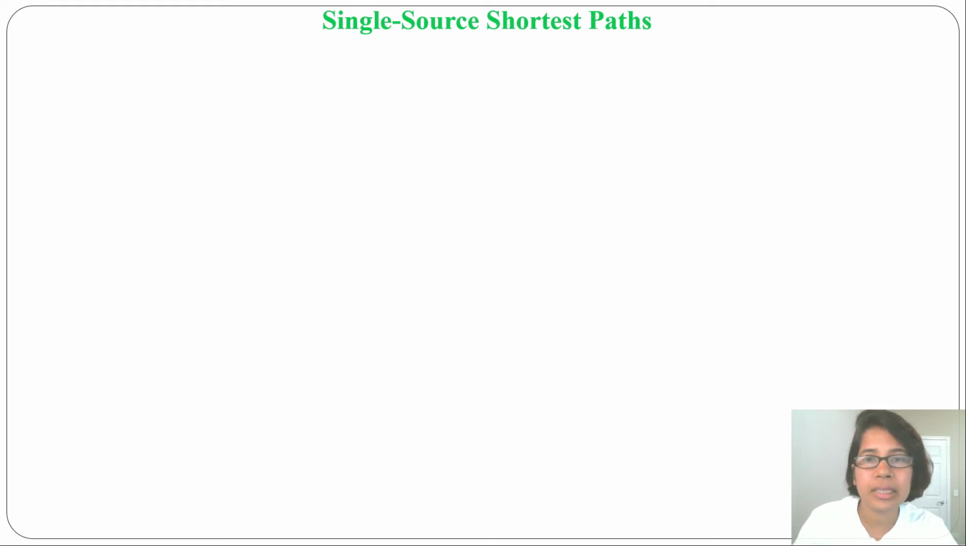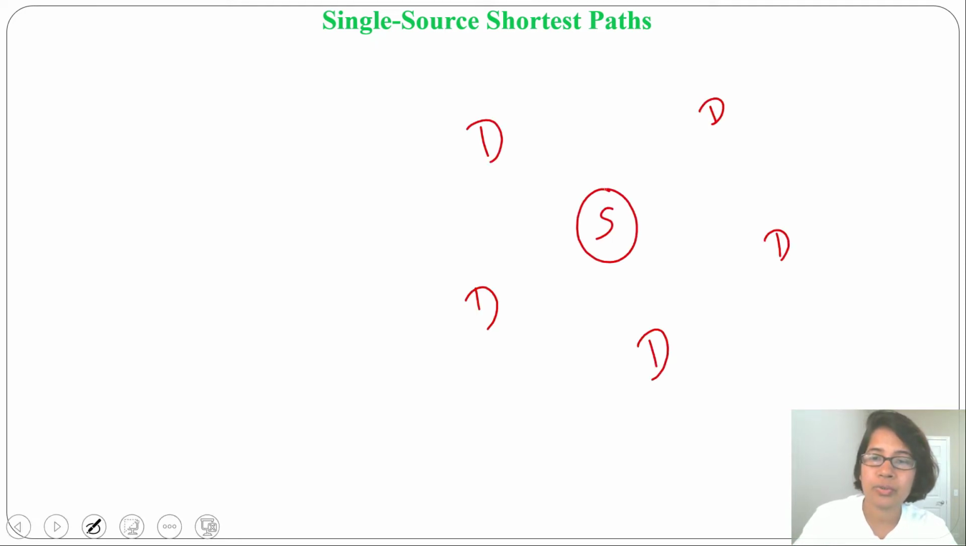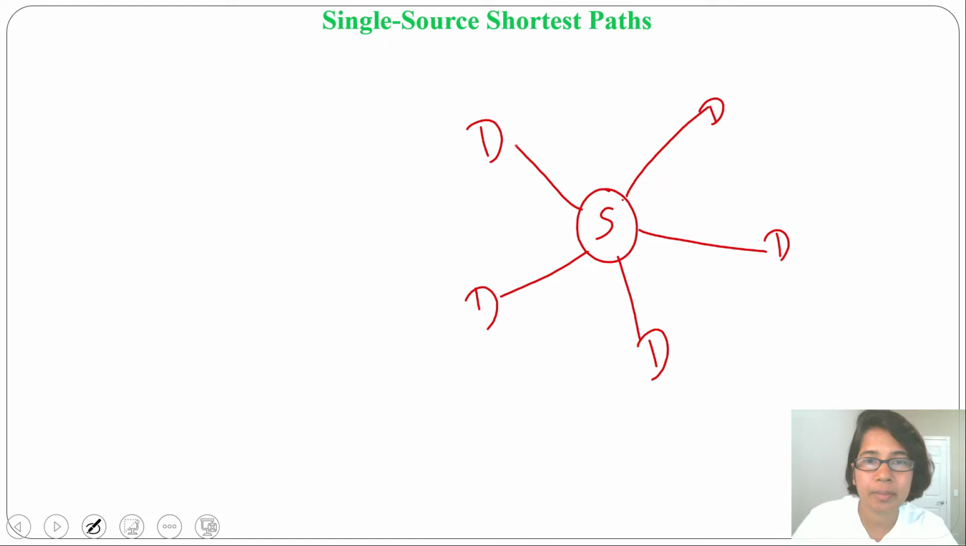Hi, let's discuss single source shortest path. One source is given, multiple destinations are given. We want to find the shortest path from a single source to multiple destinations. Let this be the source. We want to find the shortest path from single source to multiple destinations. So that is called single source shortest path.